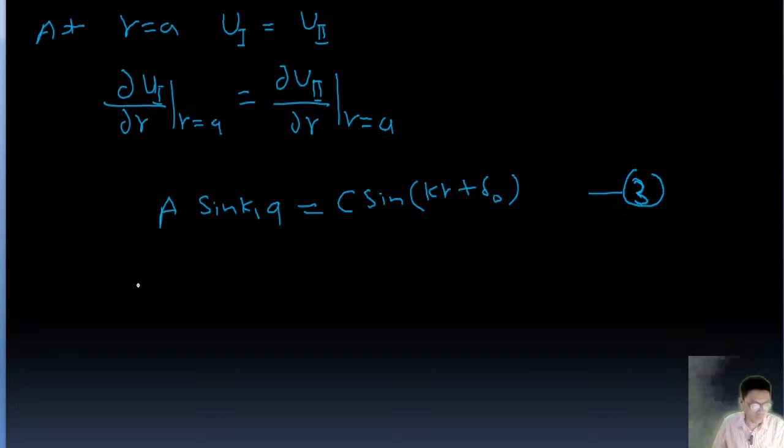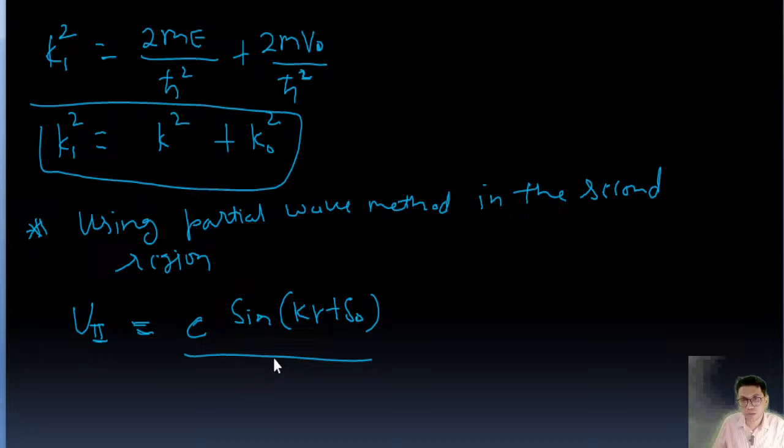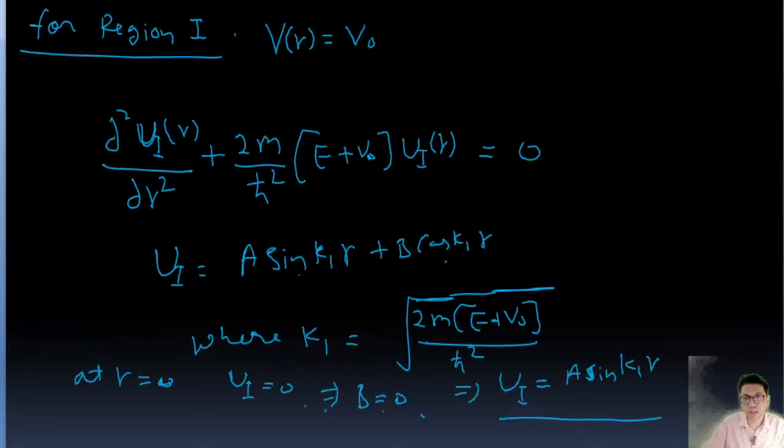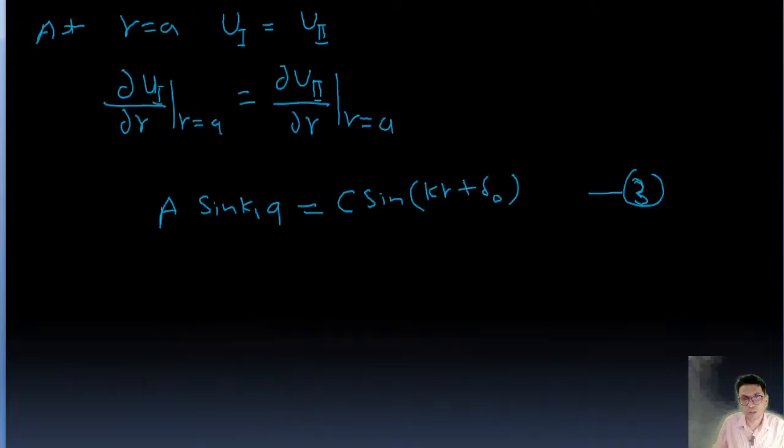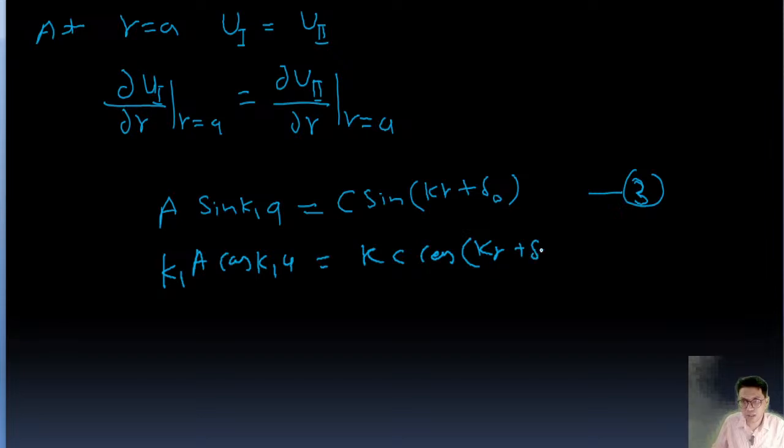Now the second condition: we will differentiate these two, this one at r equal to a and this one at r equal to a. After differentiating, this value is going to be k1a cos k1a, and this is going to be kc cos(kr + delta naught), and this is equation number 4.